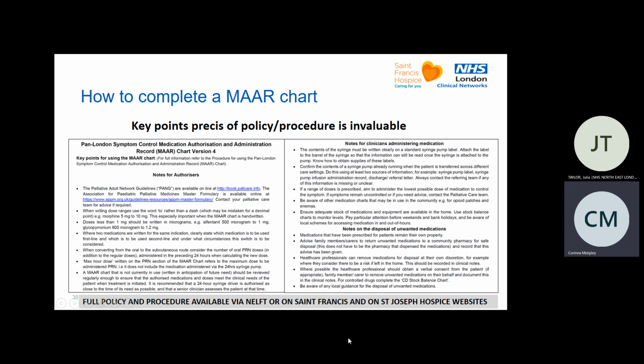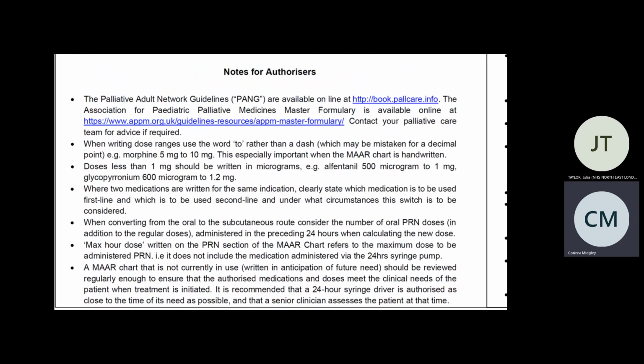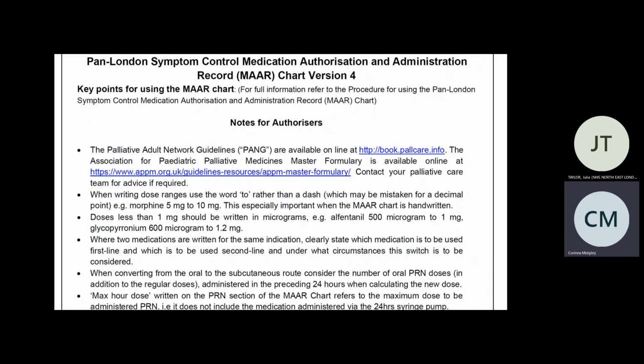Just to highlight some key governance points around completing this document correctly. This has been highlighted in the other clips on how to write a PRN and syringe pump MAAR charts. And I'm just going to highlight some key issues on the left-hand side of this A4 sheet that Pan London has developed for authorisers and people administering these medicines. So just to say that there are some go-to places to get symptom control advice if you need it, and we've also got a separate clip on good go-to places.